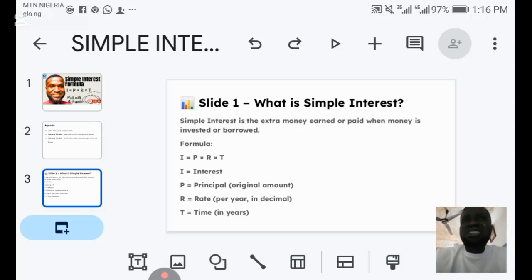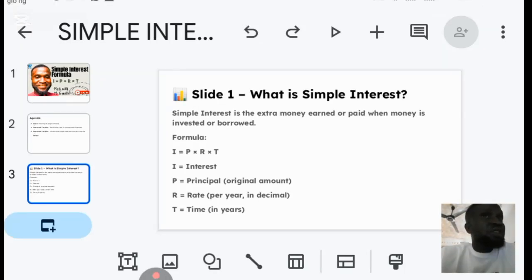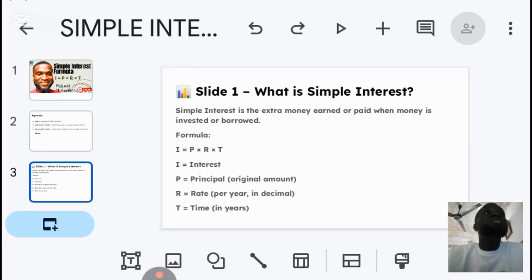Simple interest is the extra money earned when you invest, or the extra you pay when you borrow. Most of us will get money from the bank to do business. The bank will not just give you their money like that, then you bring the money back. The major goal for banks is to make profit, right? So they give you their money, and in return you pay extra money. That extra money you pay with the money given to you is what we call the simple interest.